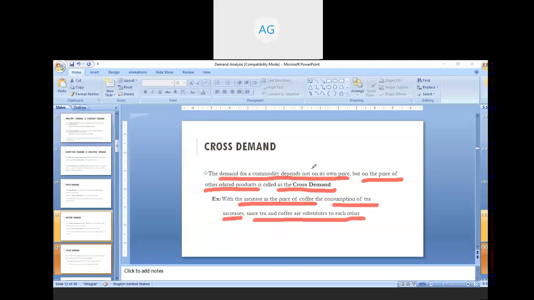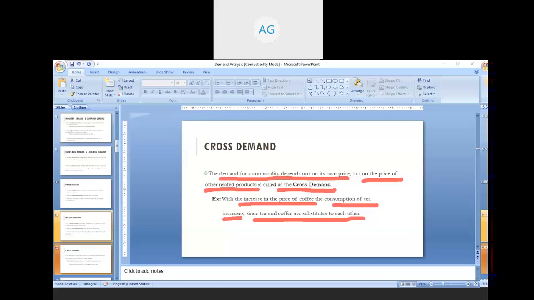So basically, the cross demand relates with the term that if the price of a particular item increases, then the demand of the substitute item which is present in the market also increases. Here the example is given that if the price of coffee increases, then the consumption of tea increases, because tea and coffee are just substitutes of each other. So such type of demand is called the cross demand.